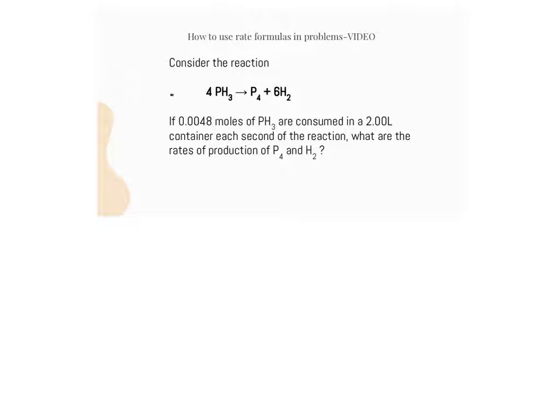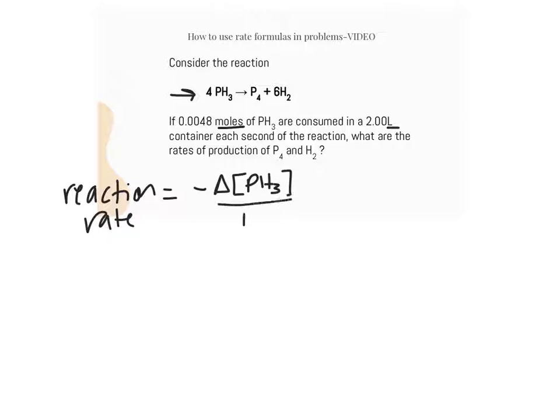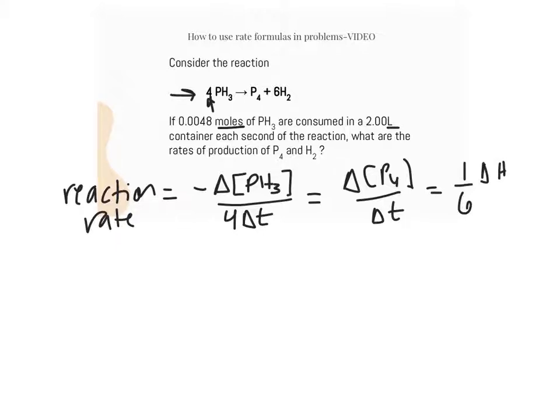So we have our reaction up here. So the reaction rate is equal to the negative reactants, right? So we're going to do change, and we're going to use concentration here because they're giving us both moles and liters. So change in concentration of PH3 over change in time, and we've got to divide by 4, which is equal to the change in the concentration of P4 over the change in time, and that's equal to 1/6 the change in H2 over the change in time.